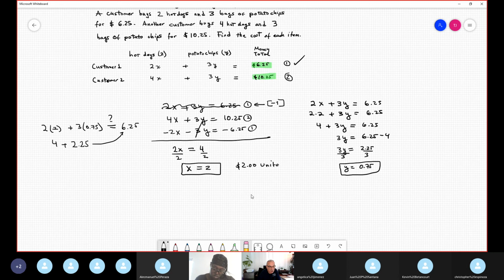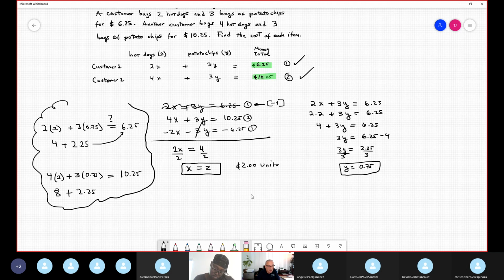And customer two: 4 times 2 gets the price of the hot dogs, this is $8, plus 2.25. It's obvious, it equals 10.25, exactly the problem statement. Boom. This part is not strictly mandatory. It's the checking part to make sure that the answer is okay.